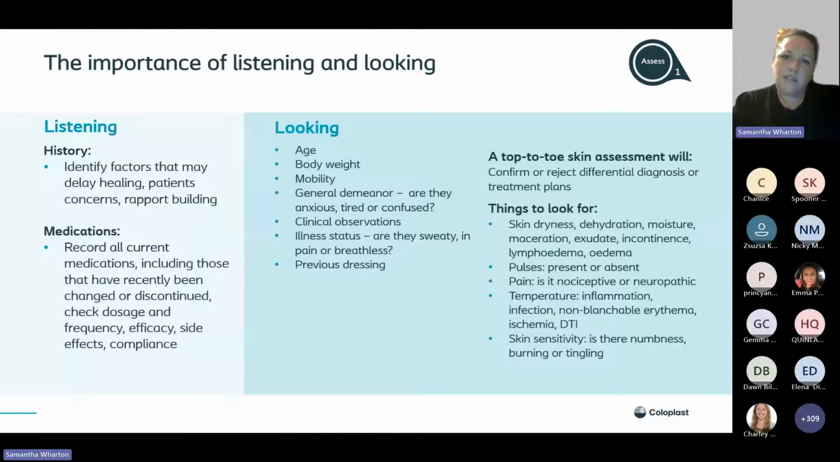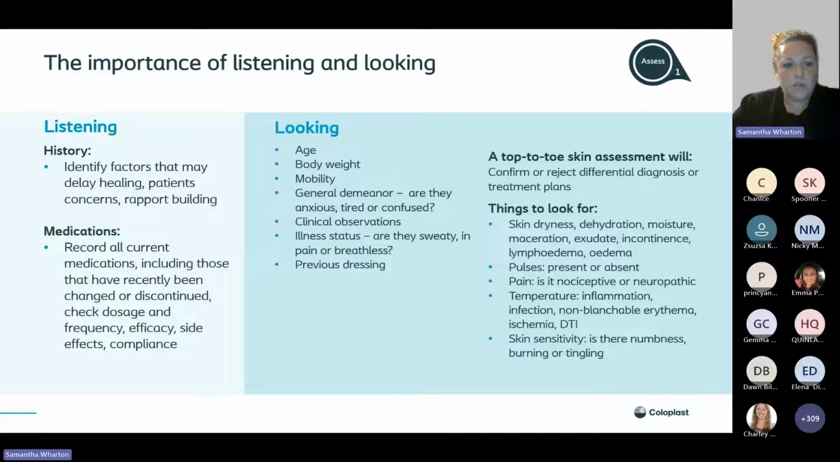So when we're doing our assessments and looking at our patients, it's really important to listen and look. When we're listening, our patients are the expert in their wounds and we should listen to what's happened. It also helps build confidence with clinicians if they're actually listened to, rather than just looking straight at a wound without taking on what the patient's got to say and what's happened within their journey with this wound.